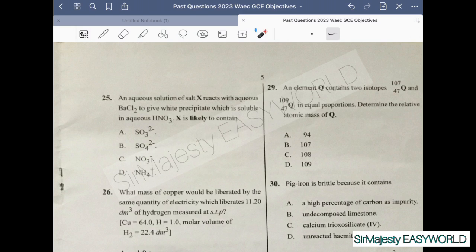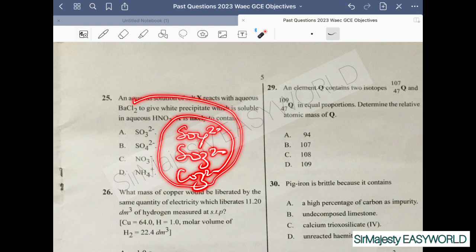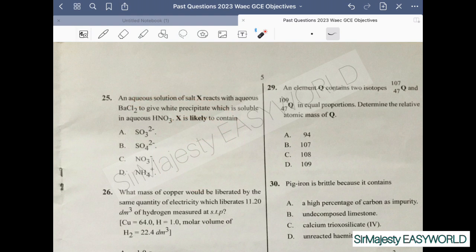Barium chloride is used to test for three anions, and these are SO4^2-, SO3^2-, or CO3^2-. That's tetraoxosulfate(VI) ion, trioxosulfate(IV) ion, or trioxocarbonate(IV) ion. All these three are detected using barium chloride. So in that case, when they say barium chloride and there is a white precipitate, you're supposed to suspect tetraoxosulfate(VI) ion, trioxosulfate(IV) ion, or trioxocarbonate(IV) ion.